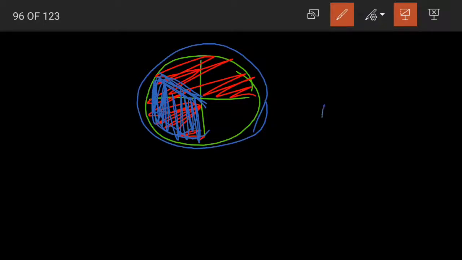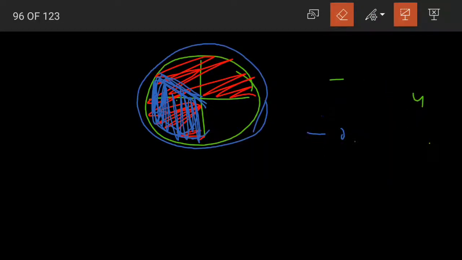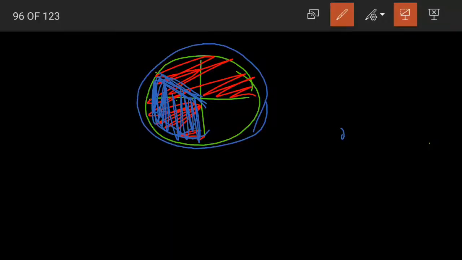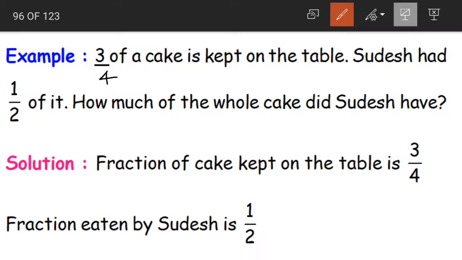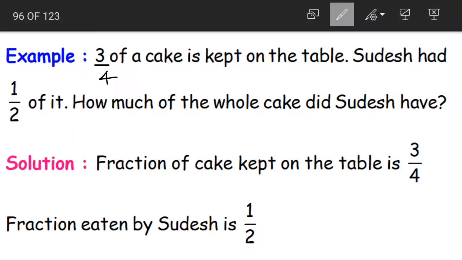Understood, children? It's not half of 3 by 4. We should not find half of 3 by 4. We should find how much he had from the whole cake. So this is the whole cake. From that cake, how much part, this shaded part, are you able to see this? So this shaded part has been eaten by our Sudesh. We need to represent it in terms of fractions. So fraction of the whole cake eaten by Sudesh is, how much did he eat?